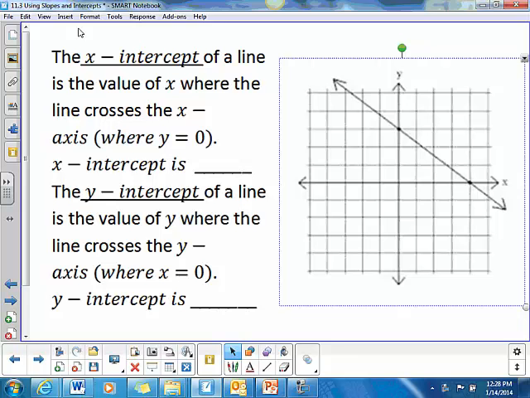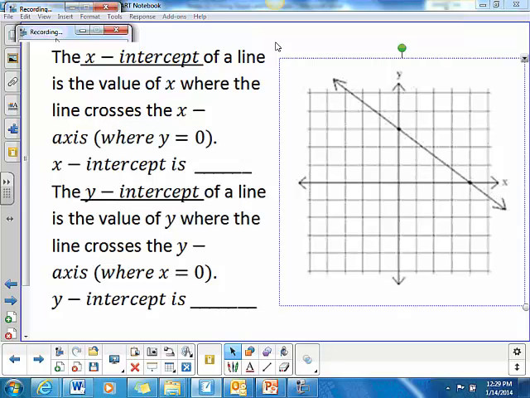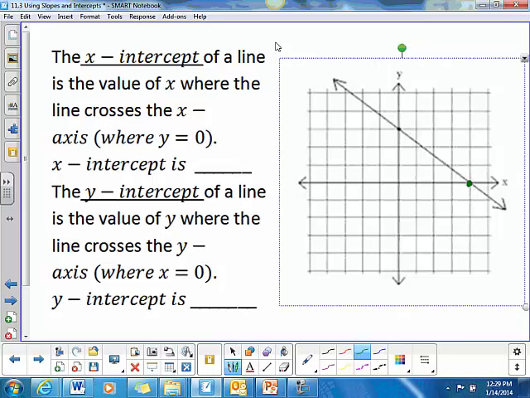All right, so the first thing that we're going to talk about is intercepts. What is an intercept? The x-intercept of a line is the value where the line crosses the x-axis. And whenever a line crosses the x-axis, that ordered pair is some value of x and 0 for the y. So the line always crosses the x-axis when y equals 0. So the x-intercept on this graph right here, the value of x would be 1, 2, 3, 4. So the x-intercept is 4.